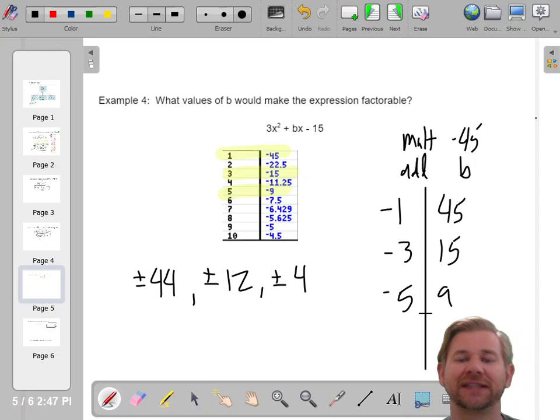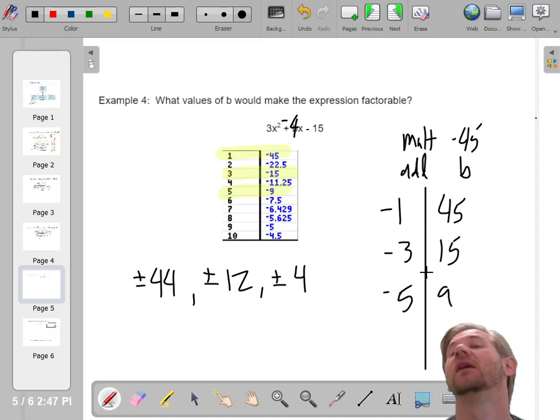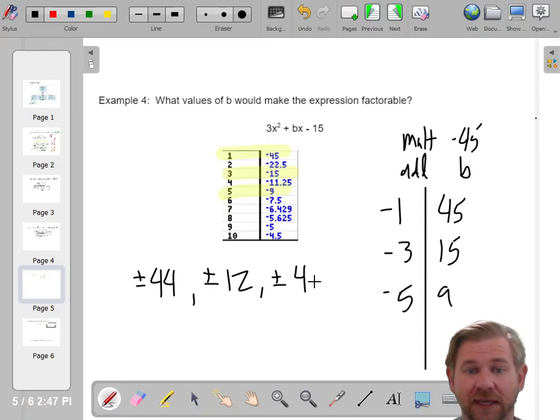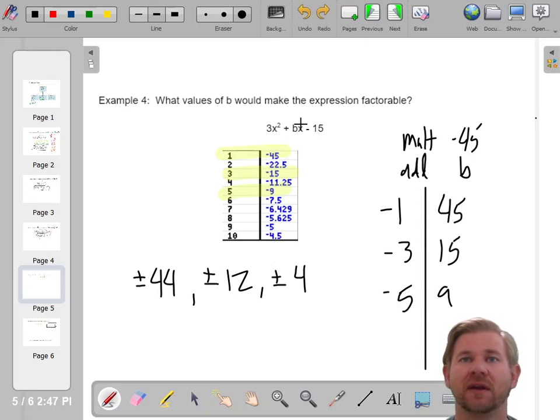I could split the middle with any of these numbers right there. If this was positive 4, I would use positive 9 and negative 5. If it was negative 4, I would use negative 9 and positive 5. But those are all the numbers that would make this factorable. And if I put any other number there, then I can't do it. You can't factor it if the b value is not plus or minus 44, plus or minus 12, or plus or minus 4, because these are the only numbers that multiply to 45. So you won't be able to find something if they don't do both things.